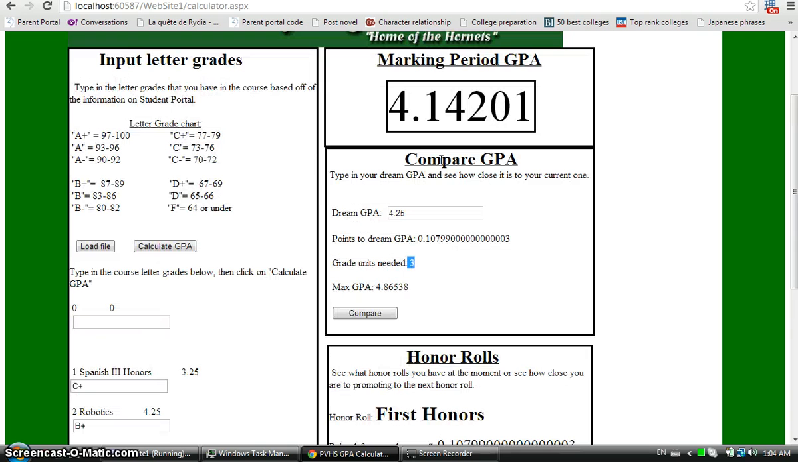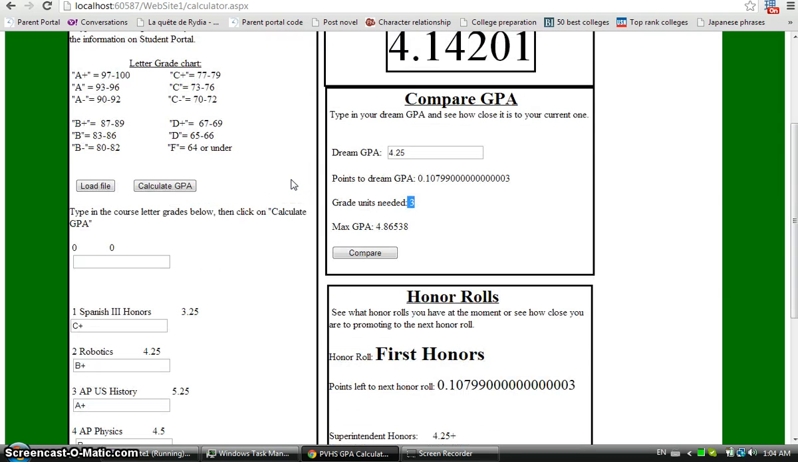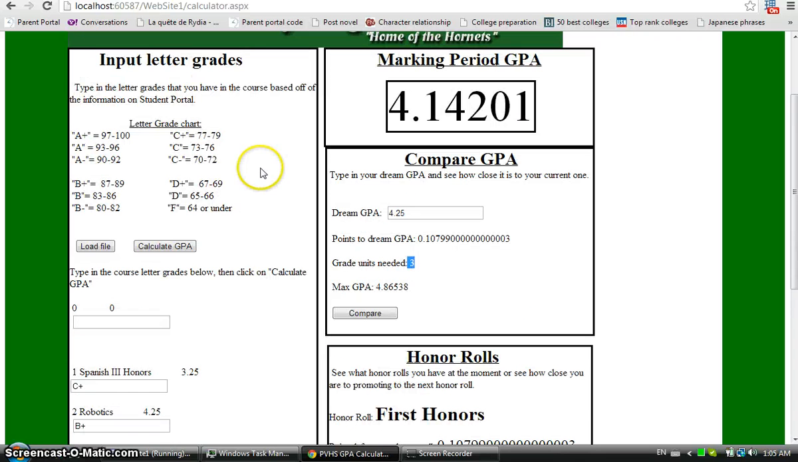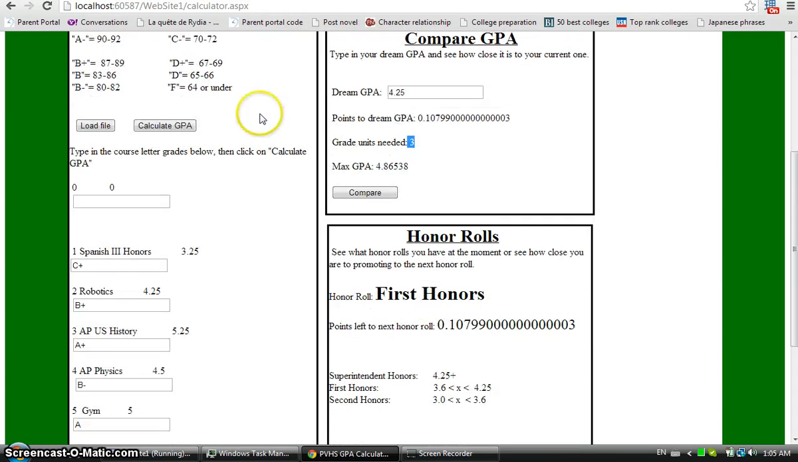So I hope that clears things up on how grade units work. I'm really horrible at explaining things. So if you have any questions, just ask me, and I'll be happy to give you more information and teach you a bit more.